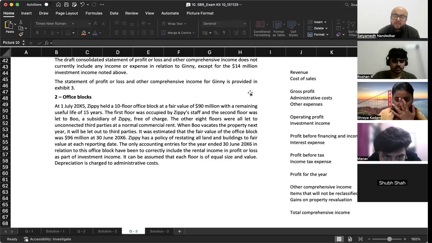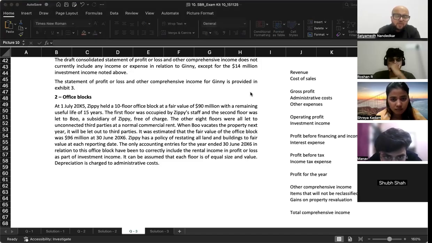It was estimated that the fair value of the office block was 96 million on 30th June 2006. Zippy has a policy of restating all land and building to fair value at each reporting date. The only accounting entries for the year ended 30th June 2006 in relation to the office block have been to correctly include the rental income in P&L. It can be assumed that each floor is of equal size, and depreciation is charged to administrative cost. How should the office block be shown in consolidated financial statements?